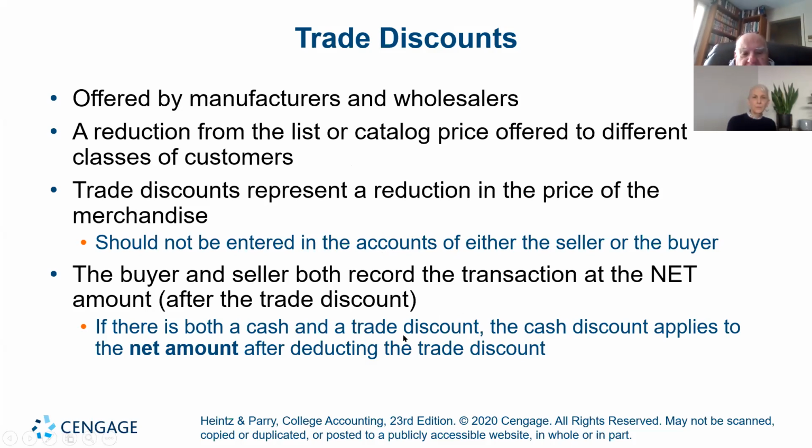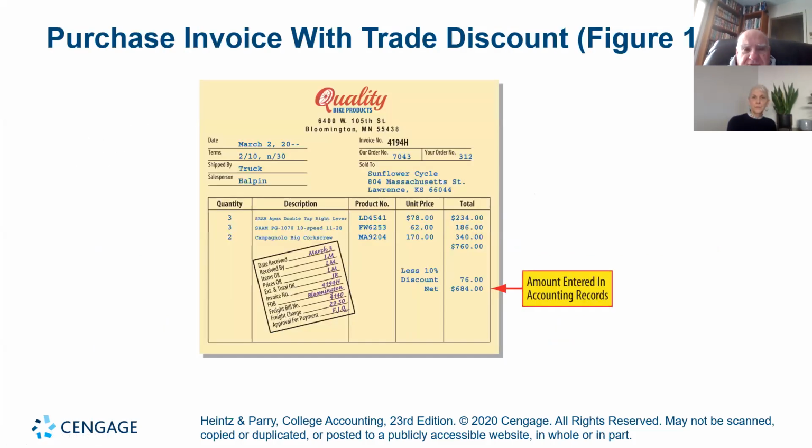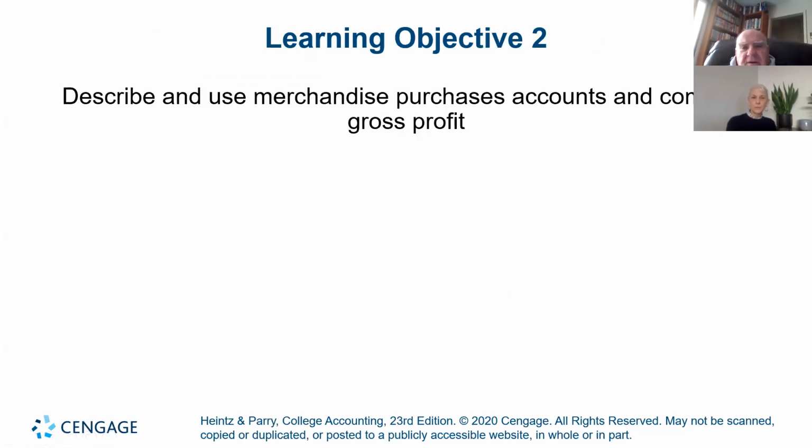If there is both a cash and a trade discount, the cash discount is obviously going to be applied to the net amount after deducting the trade discount. And that's what we're seeing right here. You see that less 10%? We're not going to put the 760 in as gross sales and call that a discount. That would be terribly misleading and wrong, and it would skew numbers.